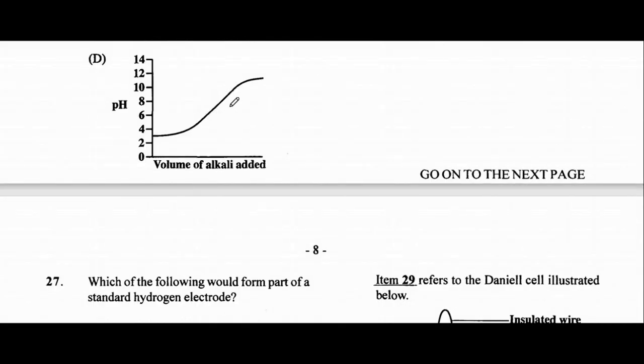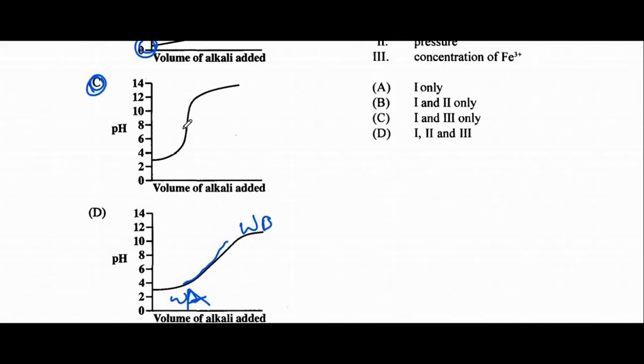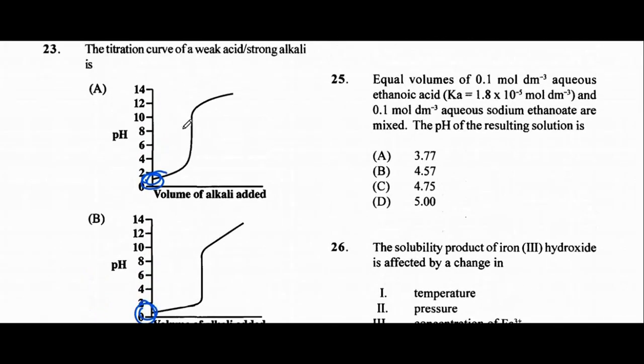And this would be weak base, weak acid, because here it's hard to pick up where the equivalence point would be, and that often happens when you do weak base, weak acids. That's why there are no really suitable indicators to test this. I think they use electrical methods, let's just say that. So 23C.